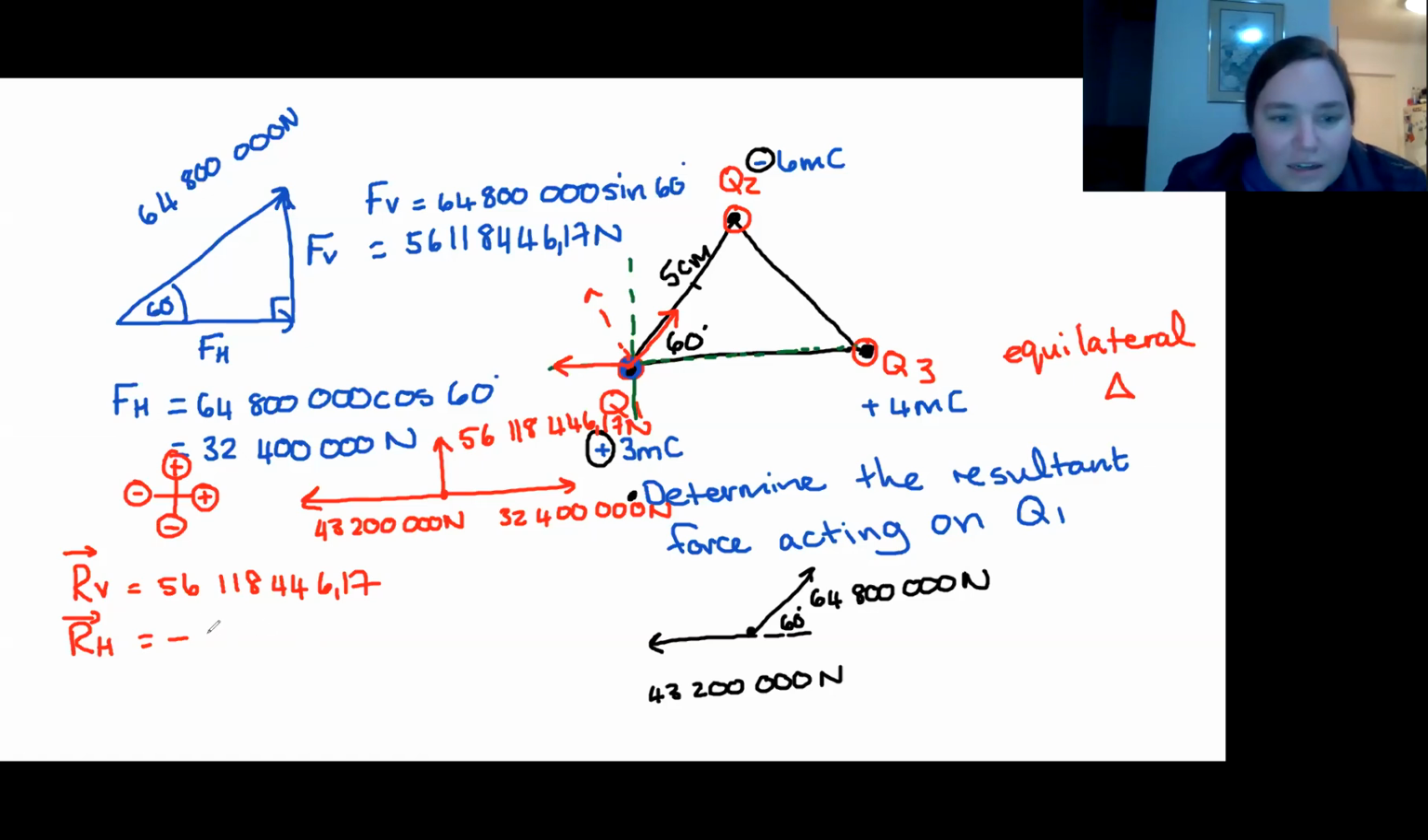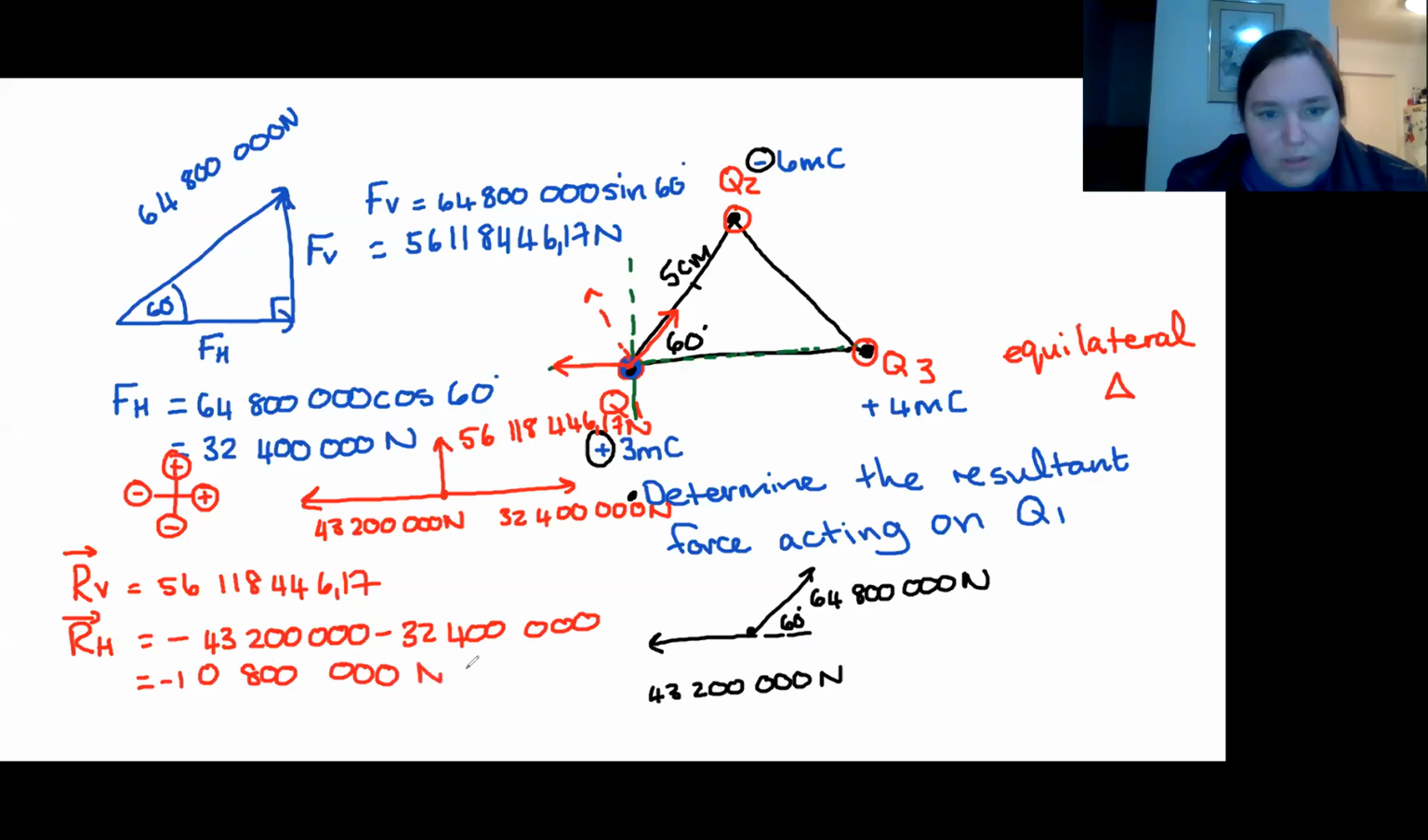I usually assume, like maths, positive and negative on your X and positive and negative on your Y. I tend to stick to that, and then I don't get confused about which way around I'm going. So if I work this out, it's going to be negative 43,200,000 minus 32,400,000. I know I'm going a bit slowly here. Just double checking that I got that all right. You're going to have to correct me if at any point I make a mistake because it feels like rather big numbers. Negative 10,800,000 newtons. This vertical is up.